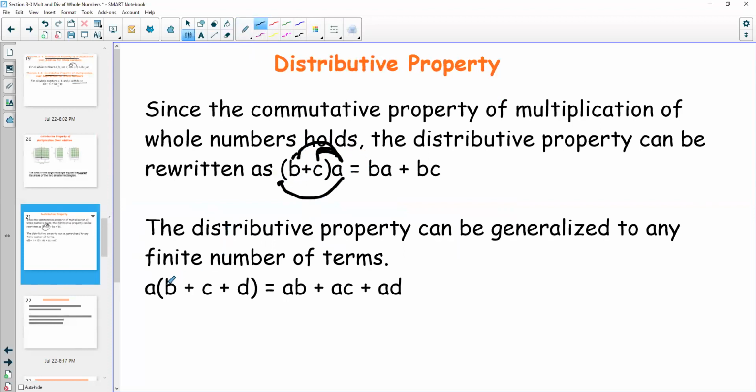The other thing is that we can distribute to a number of things inside of parentheses. There can be 10 things in here. There could be 1,000. There could be 1,000,000. There could be 2. It's going to work either way. Distributive doesn't care how many things are inside there.